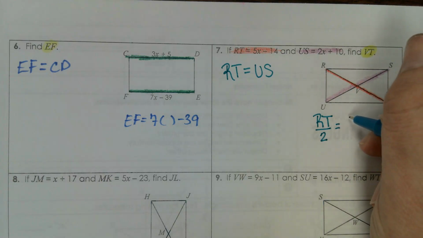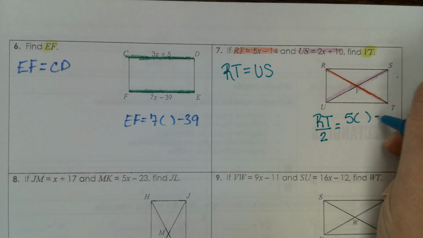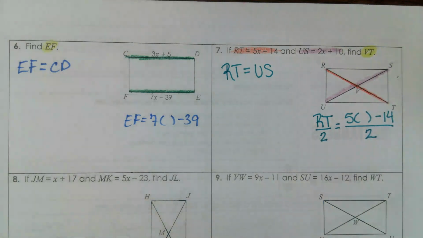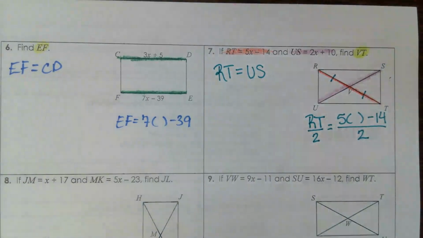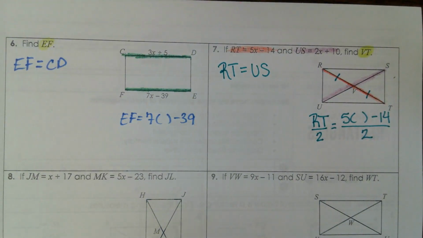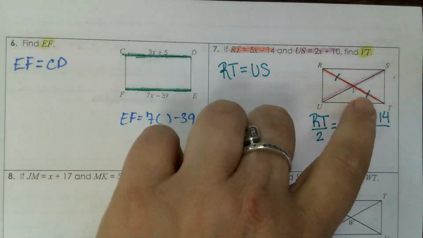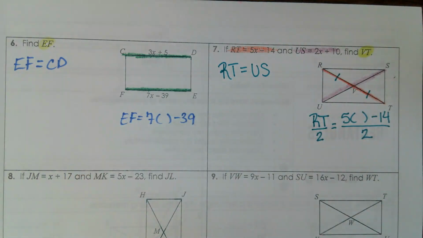So plug that in, whatever your 5 times whatever your x is minus 14, and then you're going to cut that in half, because if you remember on the other side, diagonals are congruent, but they also bisect each other, so they're cutting each other in half. So these two sections are the same. Okay? All right, let's see what else I can do here for you.